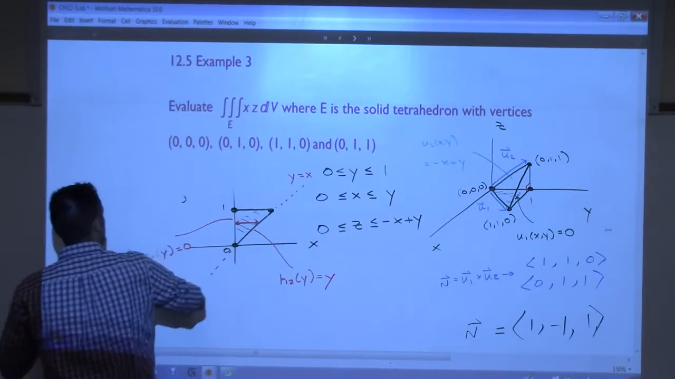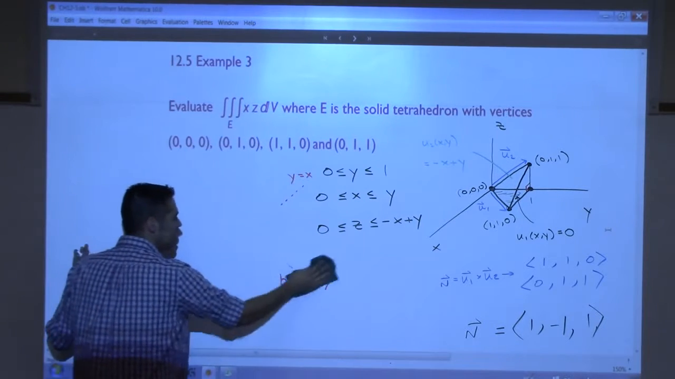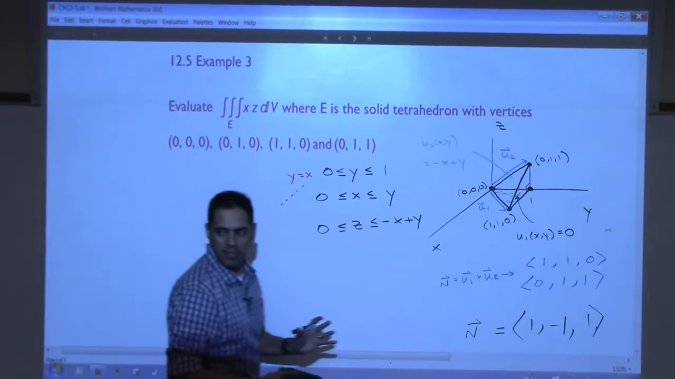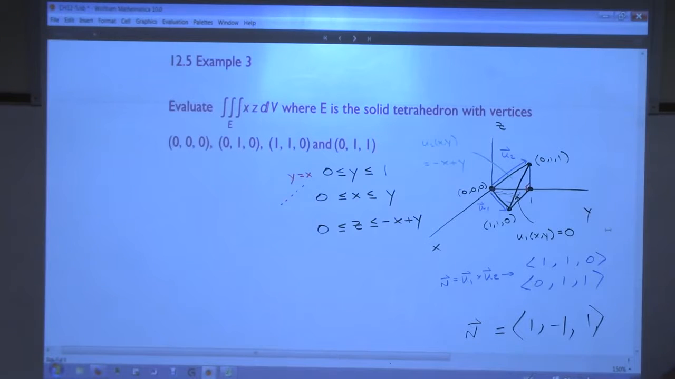So I think hopefully you see that really the challenge of this is just getting the integral set up, right? It's getting all this information put together, get your integral set up. After that, it's just integration, right?